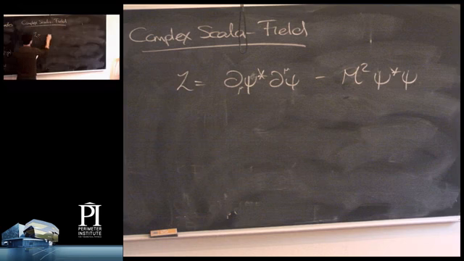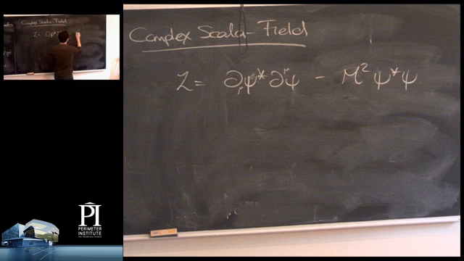So consider the Lagrangian. I'm going to call this capital M, not because it's different, but just because later I'm going to have real scalar fields and complex scalar fields interacting together, and so I'm going to have two M's. So I'll just call this capital M for now.